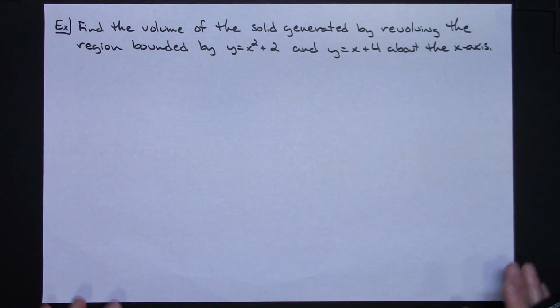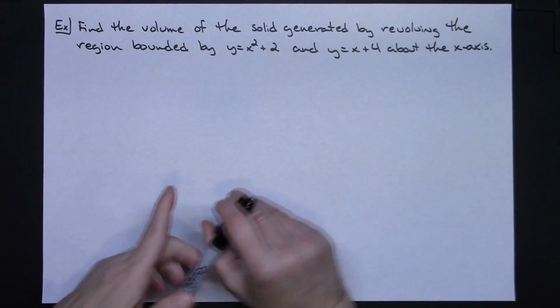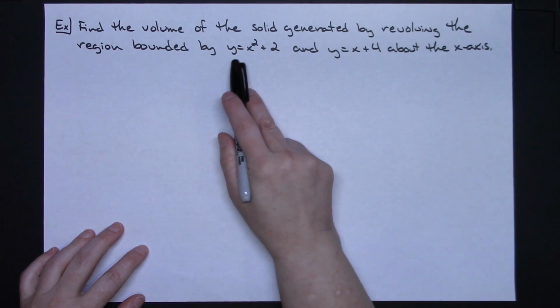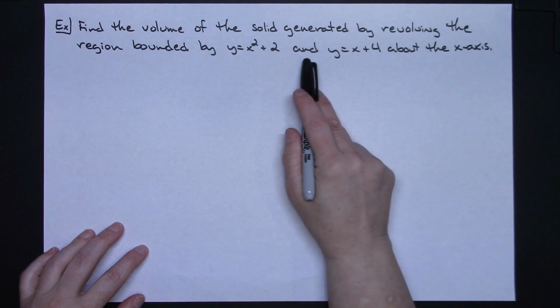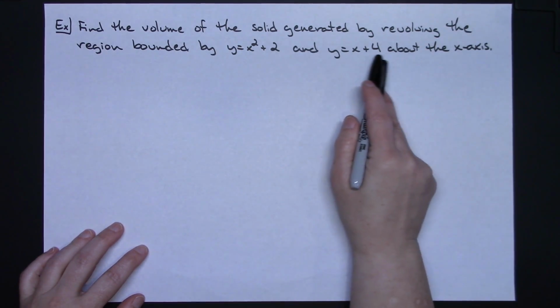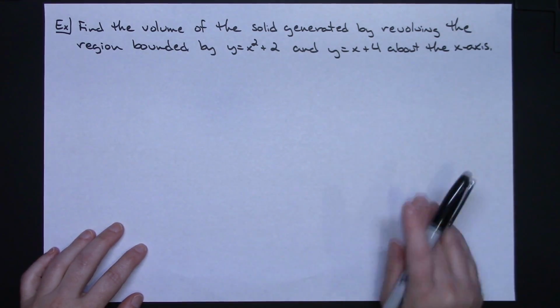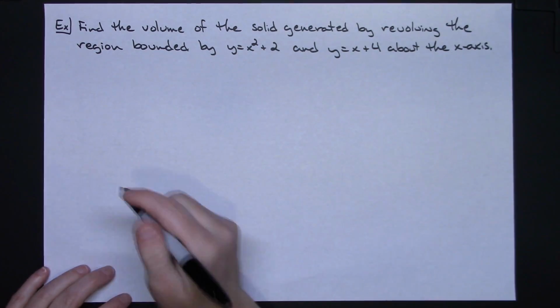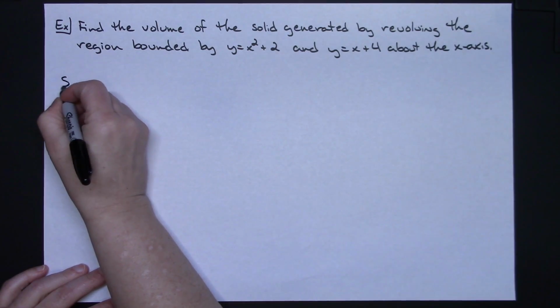Alright, so in this first one right here, let's say that they are asking us to find the volume of the solid generated by revolving the region bounded by y equals x squared plus 2 and y equals x plus 4 about the x-axis. The first thing I'm going to do is a rough sketch so that we can visualize what we're working with here.